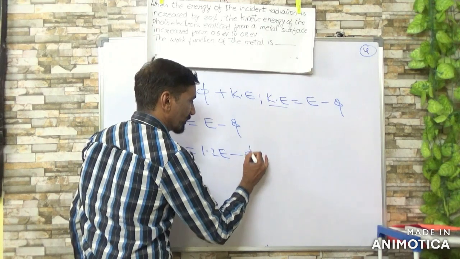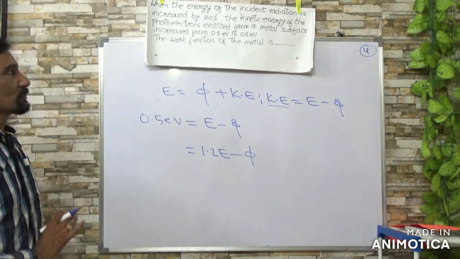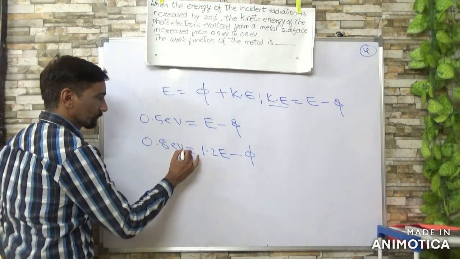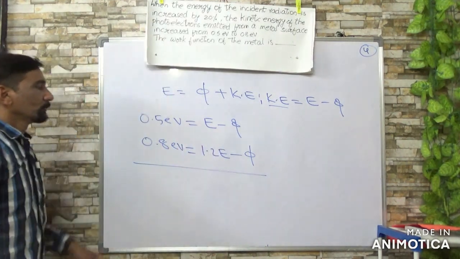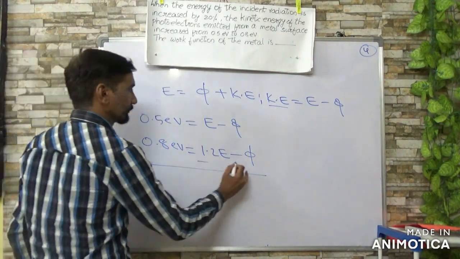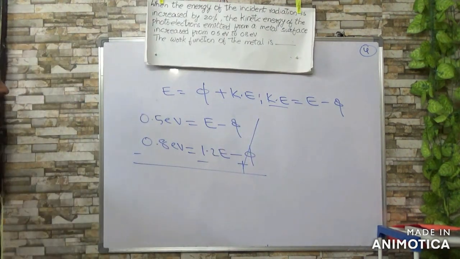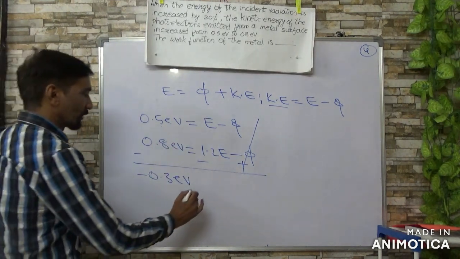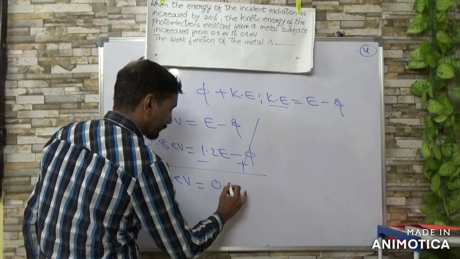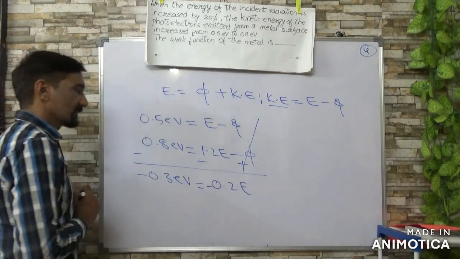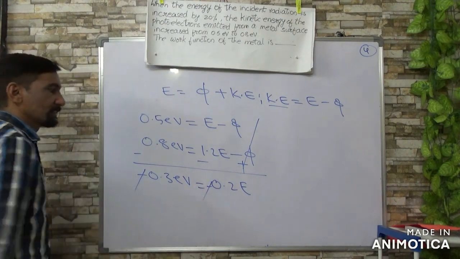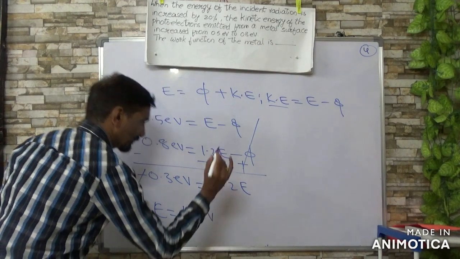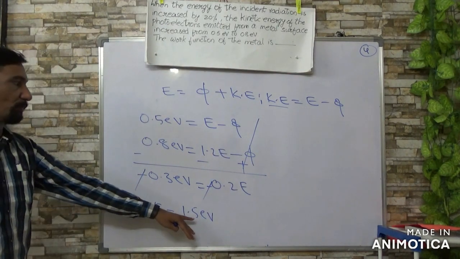Same metal, so that is why there is no change in the work function. So in such a case, kinetic energy is 0.8 eV. Now, when you subtract, the terms cancel, right? So minus 0.3 eV is equal to, you can take 0.2 eV minus, so the minus is cancelled. So total energy is equal to 1.5 eV. Okay, so total energy is 1.5 eV.